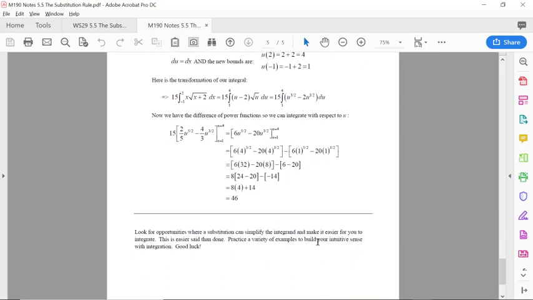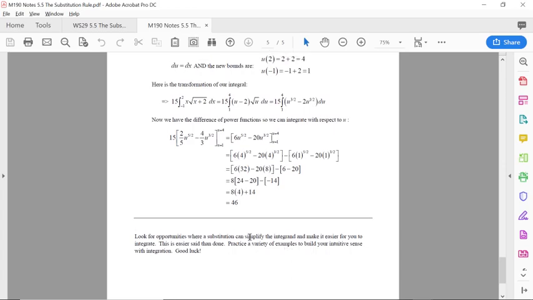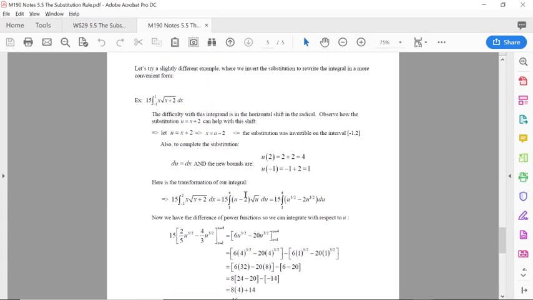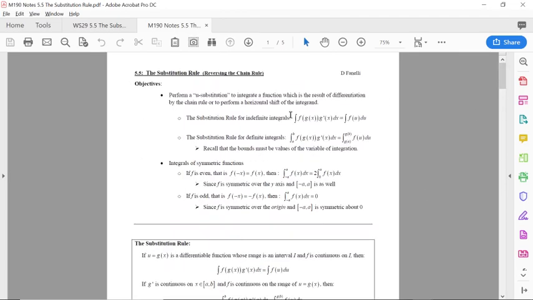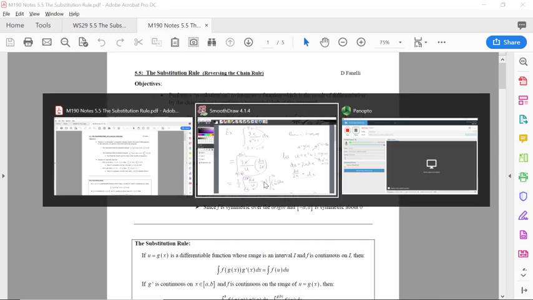Practice a variety of examples to build your intuitive sense with integration. You're looking for opportunities where a substitution can simplify the integrand and make it easier for you to do the calculus, that is, to do the integration part. It is easier said than done. In general, you're looking for reversing of the chain rule, whether to find an antiderivative, that's an indefinite integral, or whether to find the net area geometrically, that's where you're using a definite integral. You're trying to find easier ways to integrate, or in fact any way at all. If you're reversing the chain rule, you need to use some kind of a substitution in order to do so.